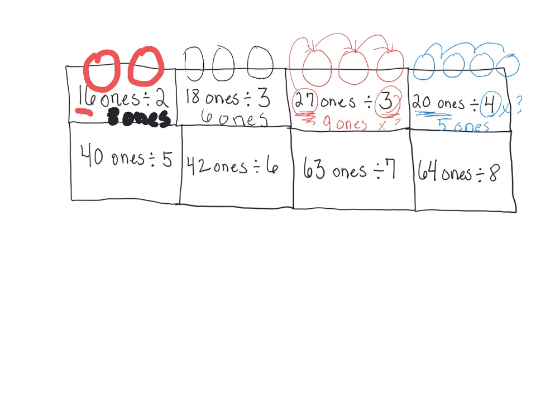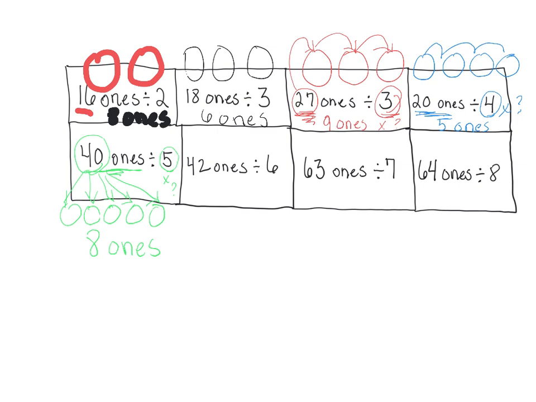Continuing on, we have a total of 40 ones, and we need to put them into 5 groups. 1, 2, 3, 4, 5. Take 40 ones and spread them equally into these 5 groups. 5 times what gives us 40? We would have 8 ones.